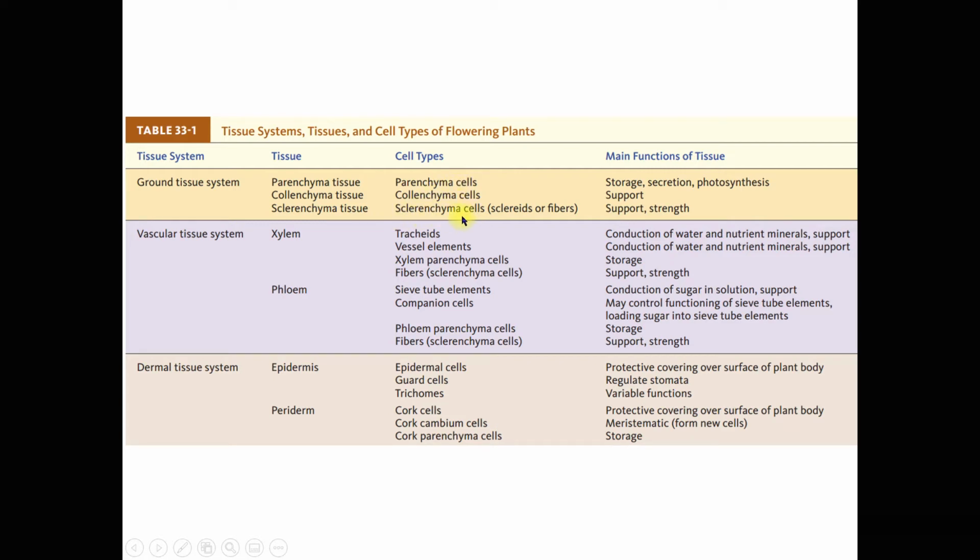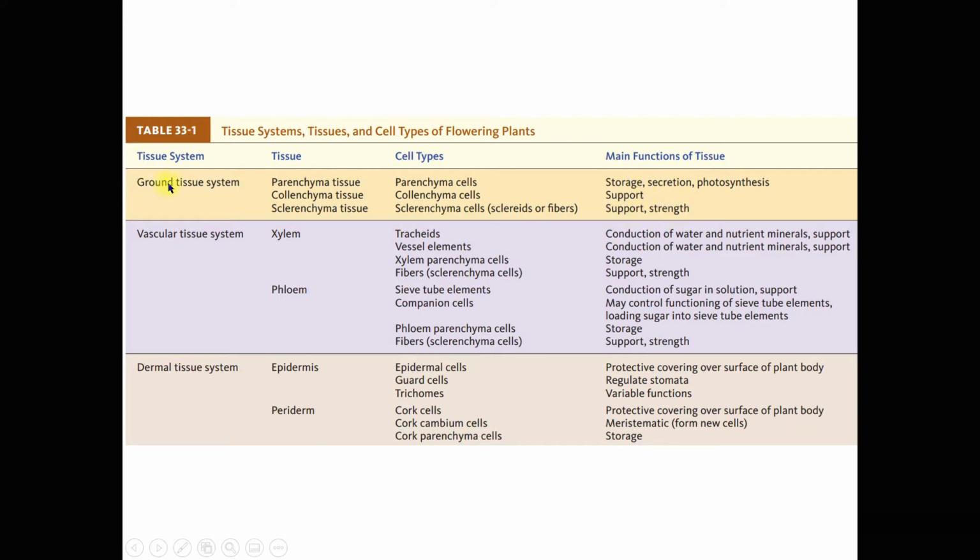The sclerenchyma cells consist of sclerids or fibers. So there are two types of sclerenchyma cells: sclerids or fibers. And the function of these specialized plant cells: parenchyma cells are for storage, secretion. They can secrete oil and other substances, and also to run photosynthesis. Collenchyma cells are mainly for support. Sclerenchyma cells are mainly for support and to give strength to the plant.